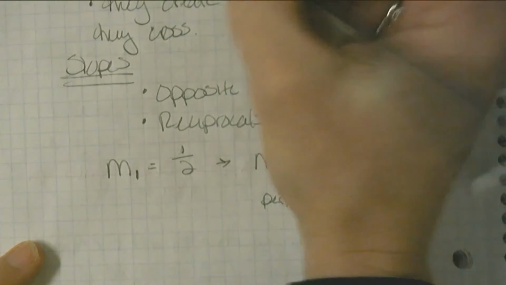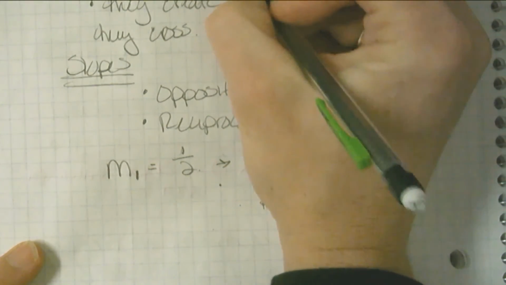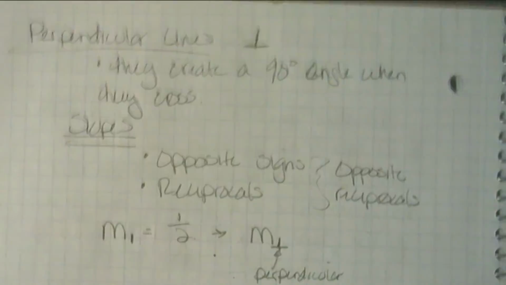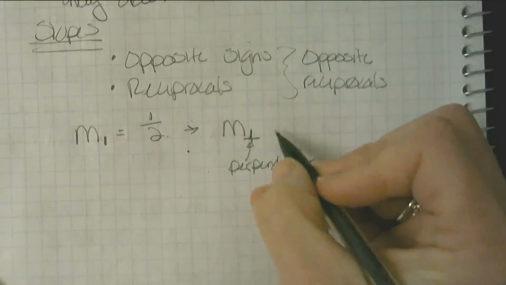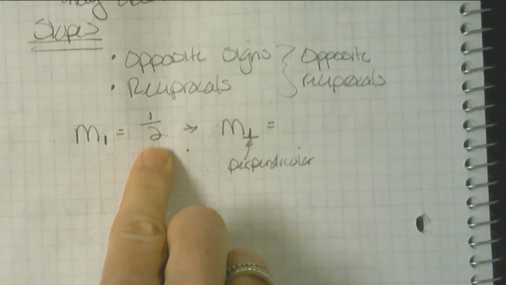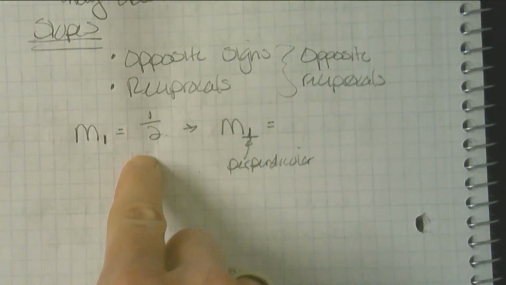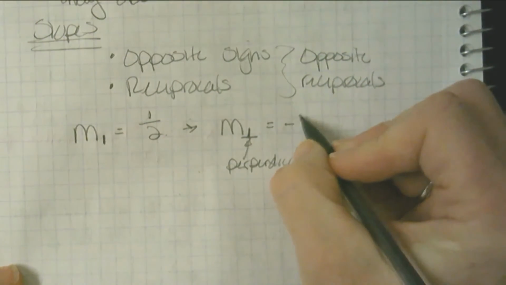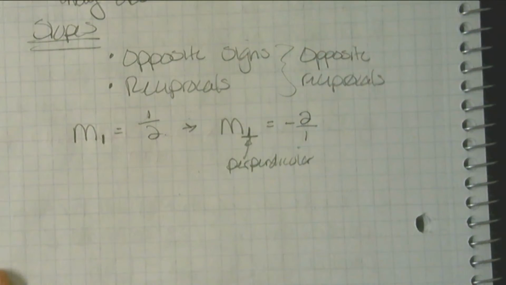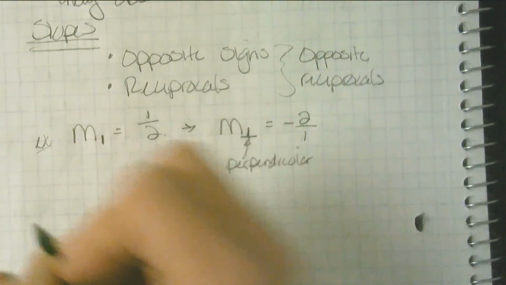That little symbol is an upside down T, capital T. That means perpendicular. This sign right here means perpendicular. Okay, so what would my perpendicular slope be if the slope of my first line is 1/2? What would be its opposite reciprocal? Joseph? Yep, that's -2 or -2/1.